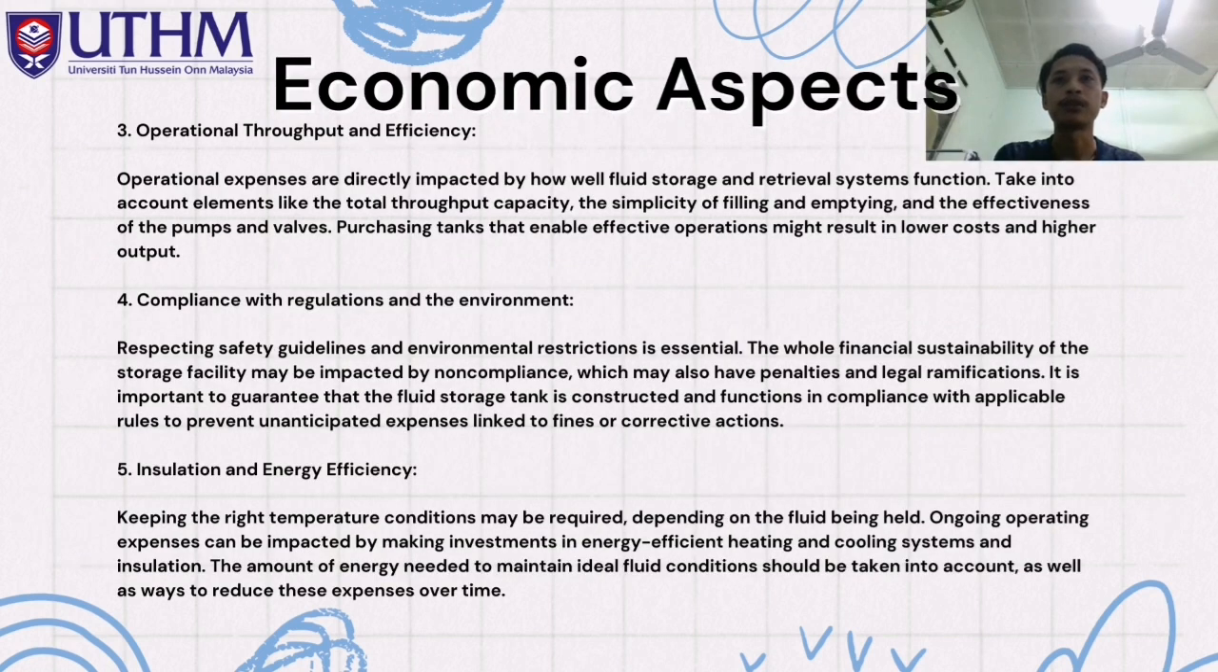Third, operational throughput and efficiency. Operational expenses are directly impacted by how well field storage and retrieval systems function. Take into account elements like the total throughput capacity, the simplicity of filling and emptying, and the effectiveness of the pump and valve. Purchasing tanks that enable effective operation might result in lower costs and higher output.